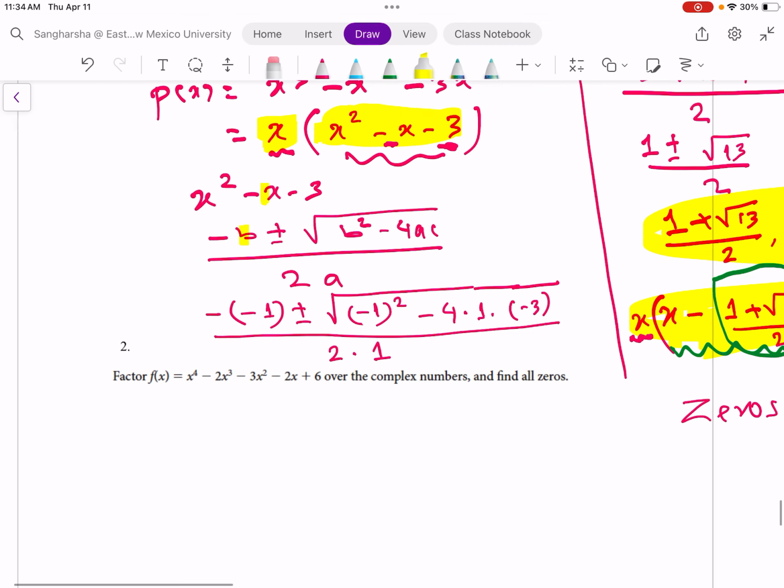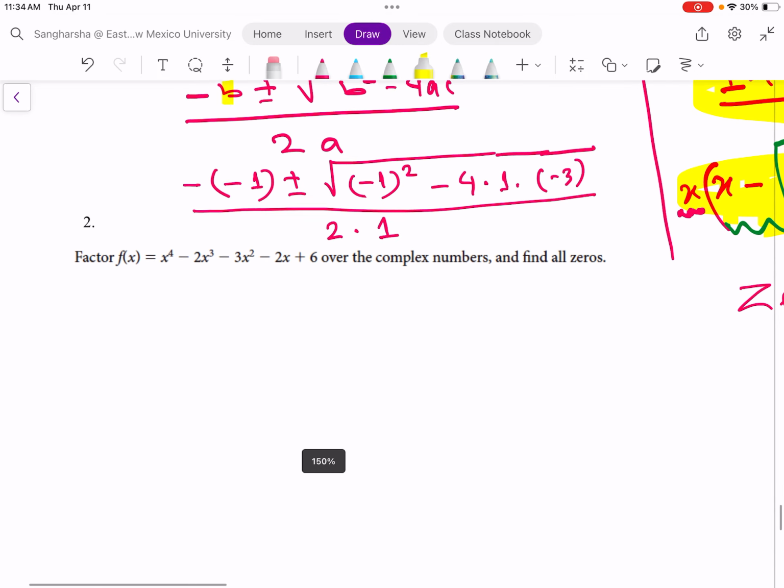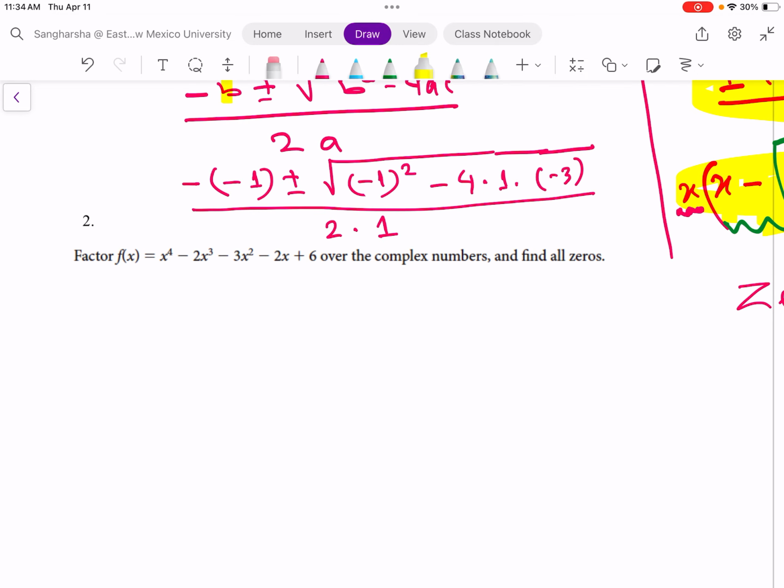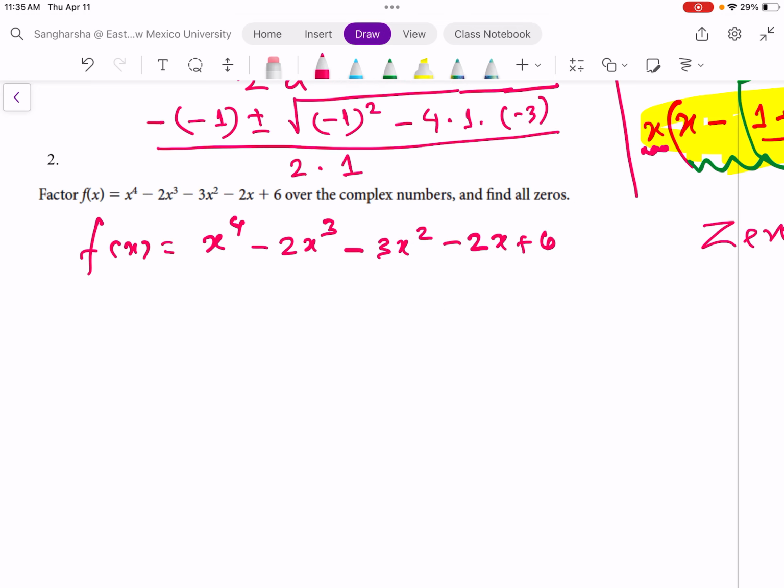Okay, next example here. It's the same. It does tell us to find all zeros. So we have a function of degree 4, so we're going to have at least 4 zeros, or at most 4 zeros. Is it possible to factorize this function? So we have x to the power 4 minus 2x cube minus 3x square minus 2x plus 6. We don't know how to factorize this. Is there any way we could factorize?